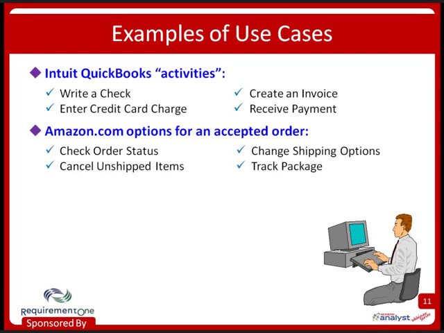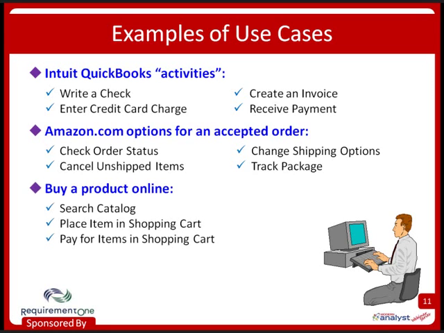Now, pretty much everybody has ordered things from companies like Amazon.com, and if you order something from Amazon you get an email saying, hey, thanks, we'll send you your stuff, and in the meantime, here are some things you can do for that order. You can check the order status, cancel unshipped items, change your shipping options, or track a package that's been shipped. So these kinds of things are also use cases. Those are all things you would do with a particular, in this case, a website.